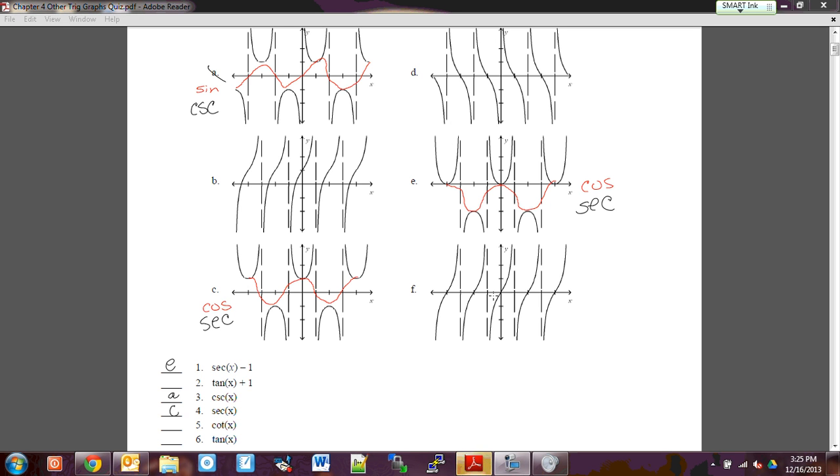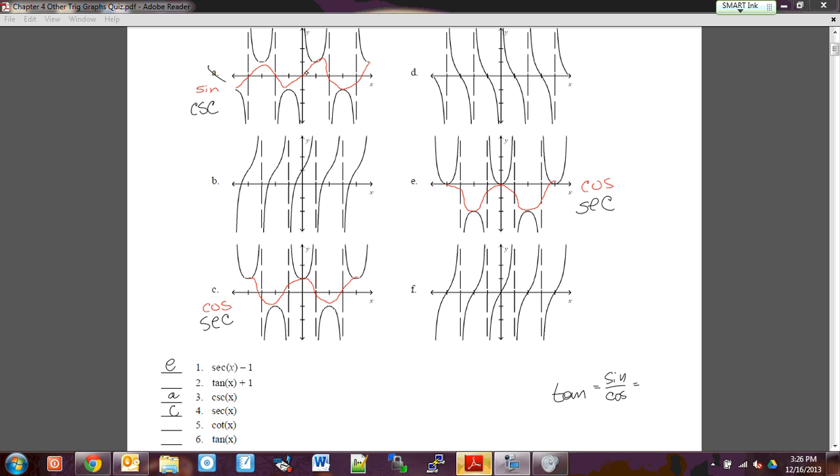Now let's look at these other three. We know they're either tangent or cotangent. All right? And we know that tangent equals sine over cosine. All right? Now, if you notice, F is defined at 0, whereas D is not defined at 0. So we need to figure out which graph, tangent or cotangent, is defined at 0. Easy way to do that, look at the sine and cosine curves.